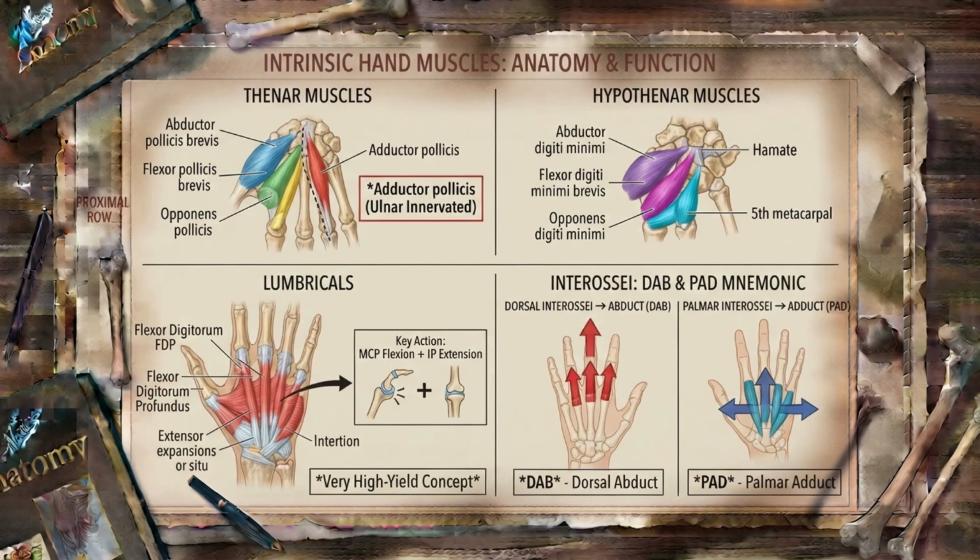The interossei are divided into dorsal interossei and palmar interossei. The classic mnemonic is DAB, dorsal abduct, and PAD, palmar adduct. So dorsal interossei abduct the fingers away from the middle finger. Palmar interossei adduct the fingers towards the middle finger.